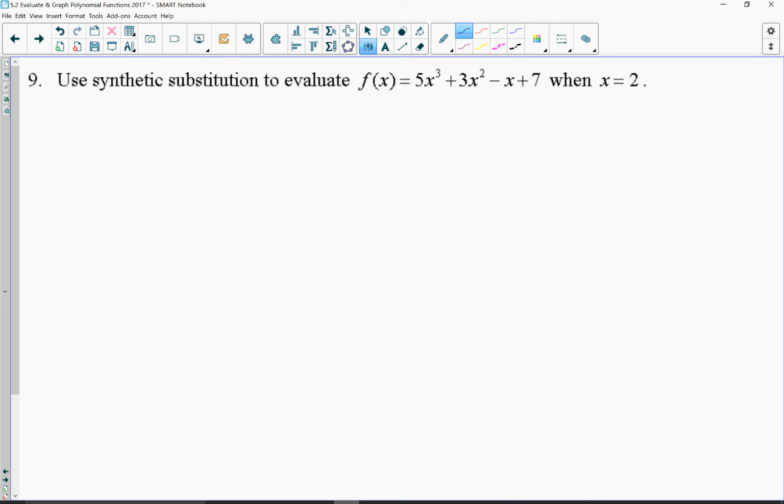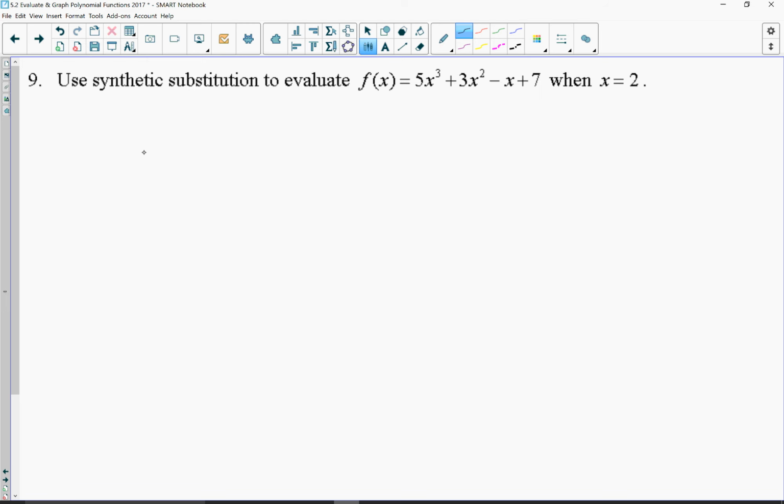So our next example, again, using synthetic substitution just to help us get used to this process. First thing, we'll have to make sure we have standard form for our function. So we do. If you look at the exponents, they are reducing by 1 as you move from left to right. The biggest one's on the left, constant all the way on the right. We also need to check, are there any terms that are missing? We go from x cubed to x squared to x to constant. So there's nothing missing in this one. We don't have to worry about putting any zeros in.